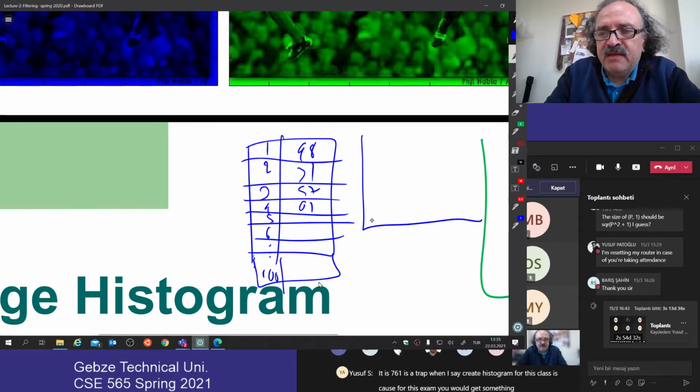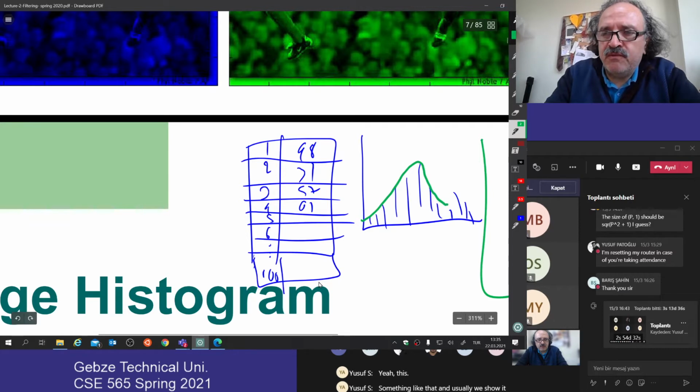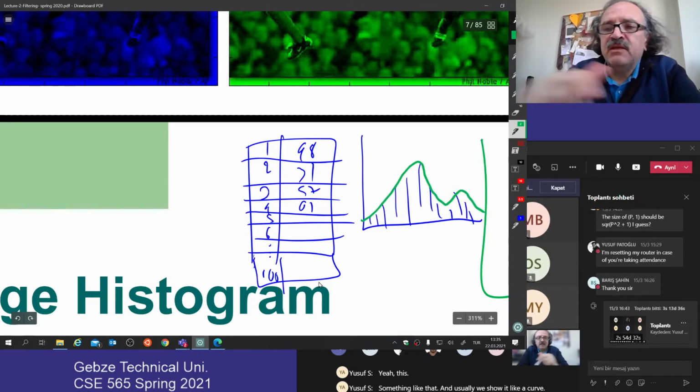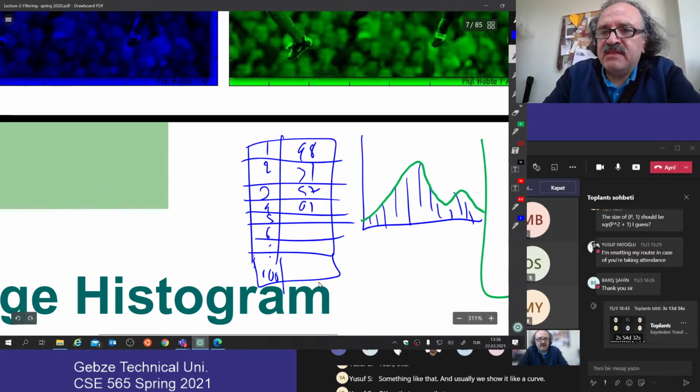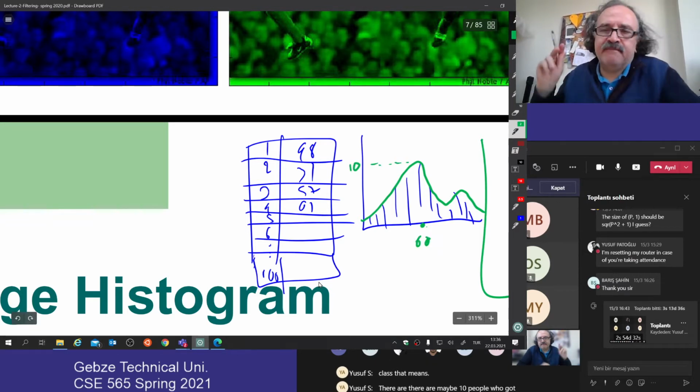When I say create a histogram for this class's scores for this exam, you would get something like this, something like that. And usually we show it like a curve. So this is the mode of the class. That means there are maybe 10 people who got 60.